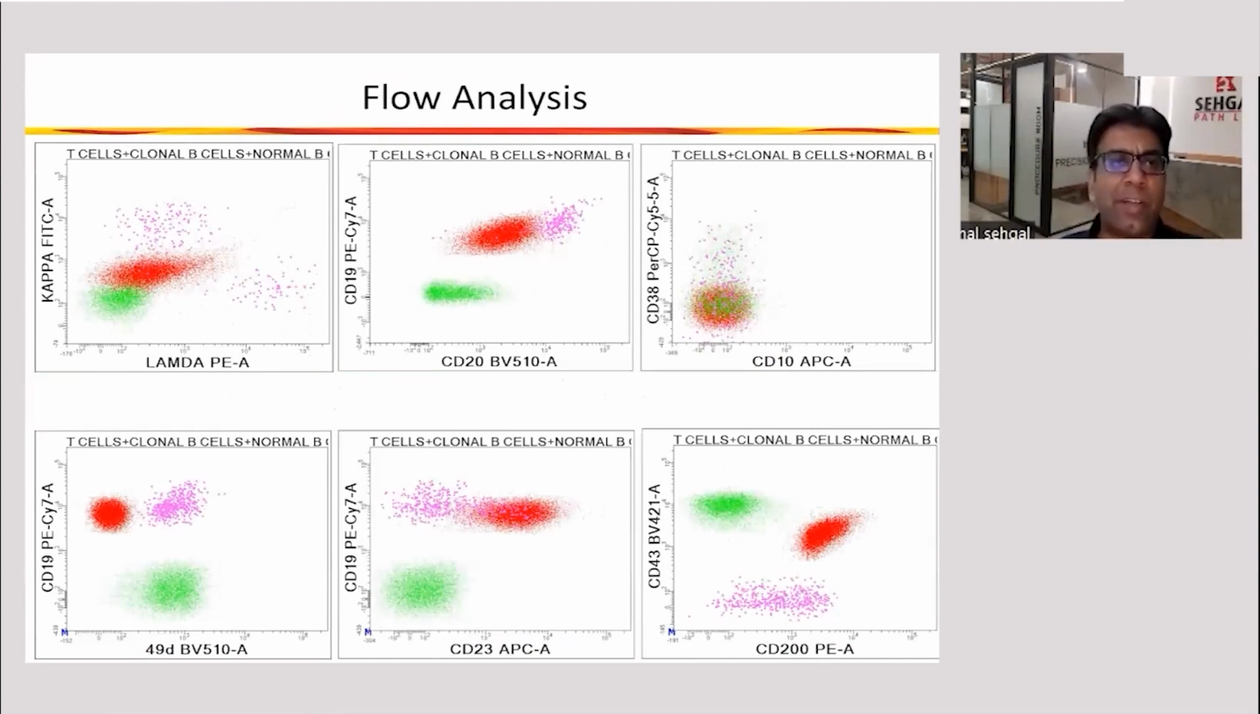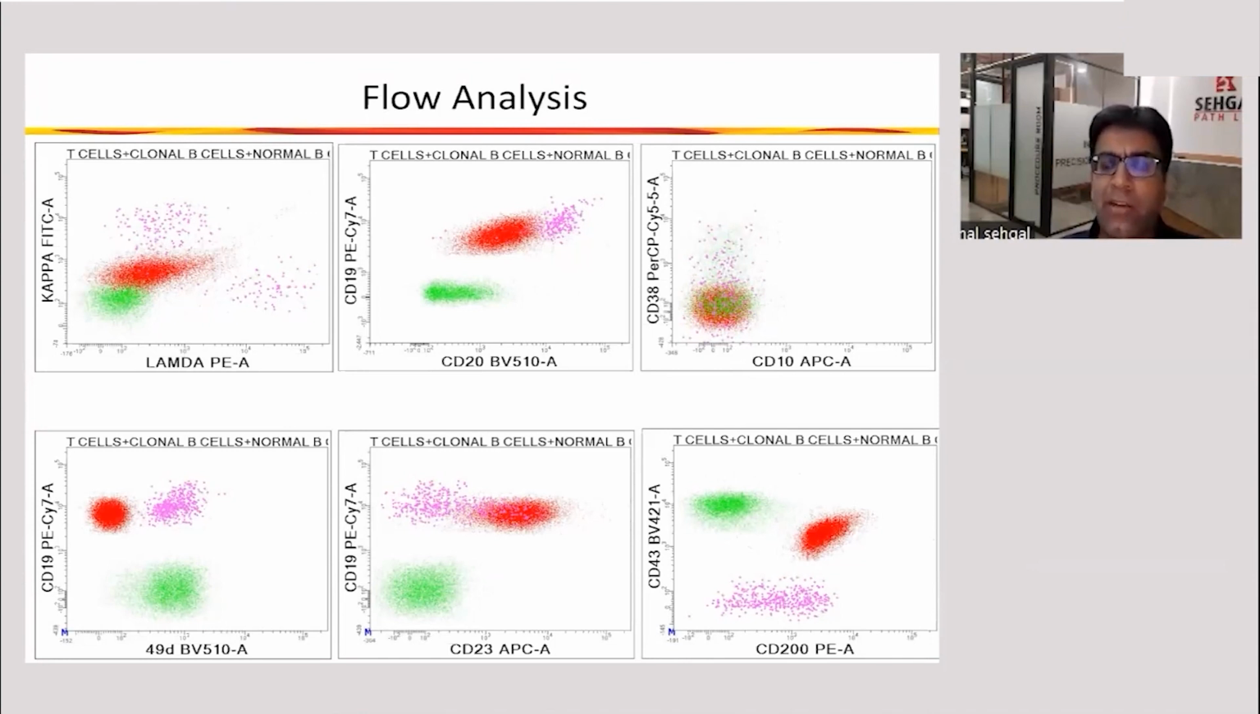So in this particular case of incidental lymphocytosis, if you see in the kappa lambda, the pink cells are polyclonal. However, the clonal cells, which are CD19 and CD5 expressing, show dim kappa. Compared to the normal B cells showing a bright CD20 expression, the red colored clonal cells have a moderate heterogeneous to weak CD20 expression. The clonal cells are negative for CD38 and negative for CD10. They are negative for CD49d.